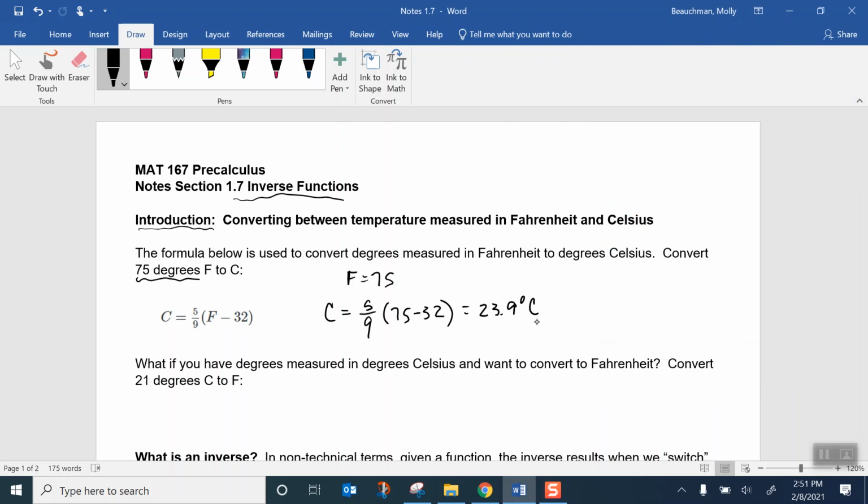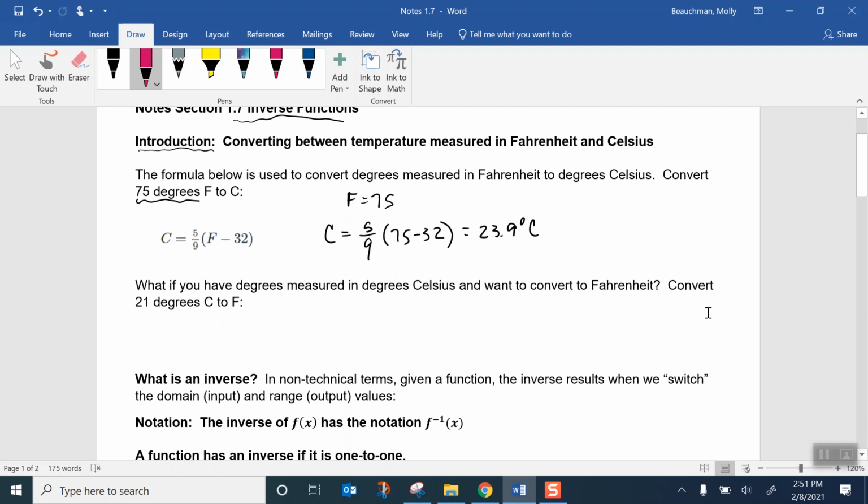So what if you want to convert the other direction? Let's say you have degrees measured in Celsius and want to convert to Fahrenheit. If you want to convert 21 degrees Celsius to Fahrenheit, you could certainly use the same formula, except now you'd substitute 21 in for C and solve for F.